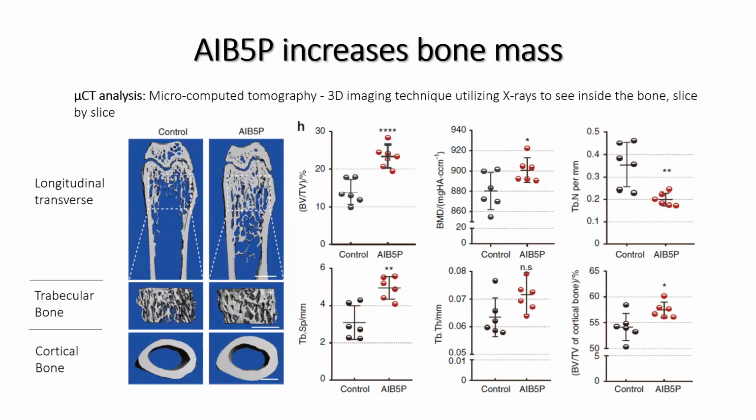Next, they performed some micro-CT analysis, and they found that the peptide increases bone mass. You can see with your eyes here that there is a lot more bone when the peptide was present rather than the control. And graphically, again, the overall conclusion is that there is an increase in bone mass.